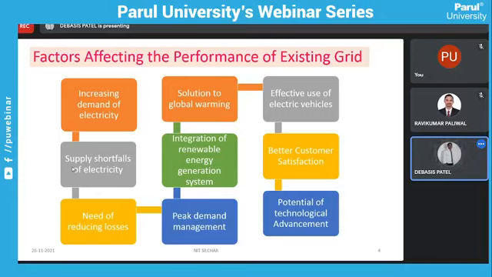Then, the need for reducing losses. As you all know, as the network becomes more complex, there are more transmission lines. This increases losses, because whenever you transfer power from your generating station to your consumer end, there is a long distance to travel. Whenever power travels a long distance, there will be a lot of losses and more voltage drop. All these problems arise in our existing grid. And apart from that, peak management. What happens nowadays?